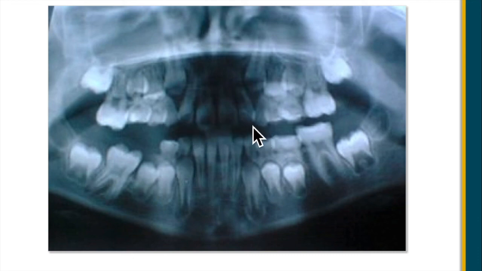D, E, F, G are missing, H, I, J, K, L, M, all the rest are missing, R, S, T is missing, so 29 is going to come up where T would have been, and then 30, 31. Wisdom teeth barely starting to develop. You can just see the buds right here of wisdom teeth developing in this patient. Not every patient has wisdom teeth, most do.